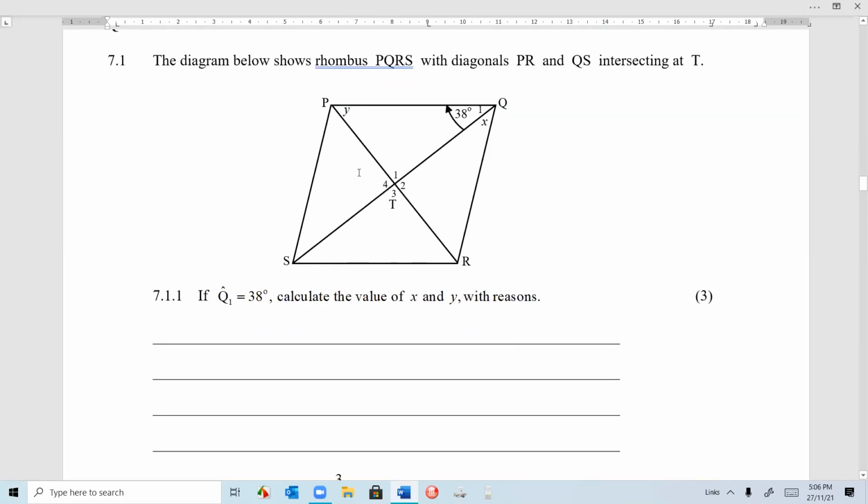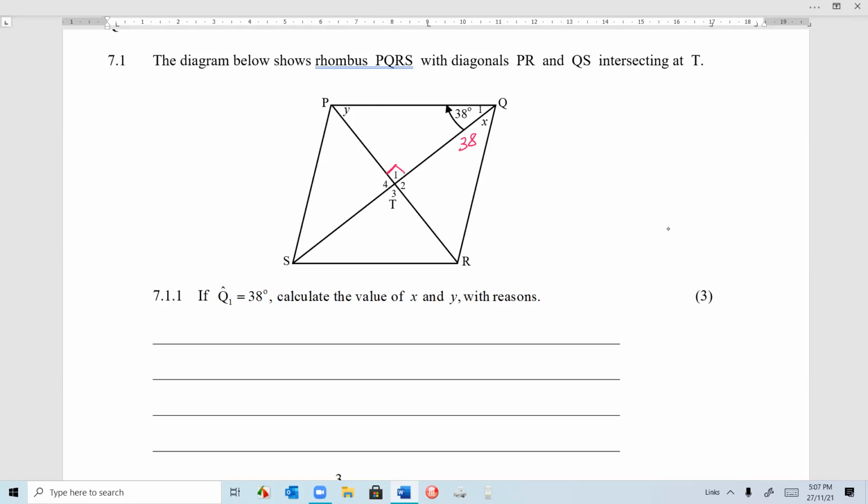Let's give you some time. It says now the diagram below shows a rhombus. Remember, we spoke about the rhombus earlier, so we're not going to talk about the properties. It gives you the diagonals. Q1 is equal to 38. Calculate the values of X and Y. So anyone got an answer for X? 38, sir. 38. What reason would you have? Diagonals bisect vertex angles. Well done.